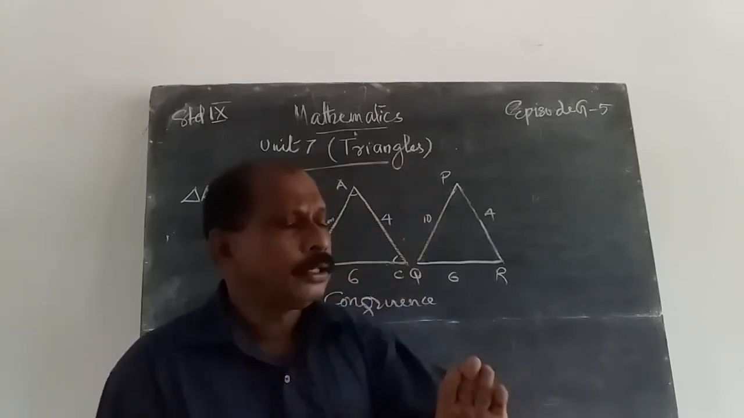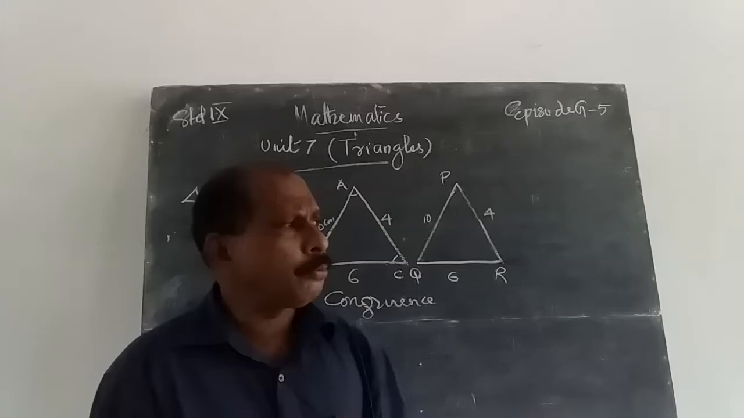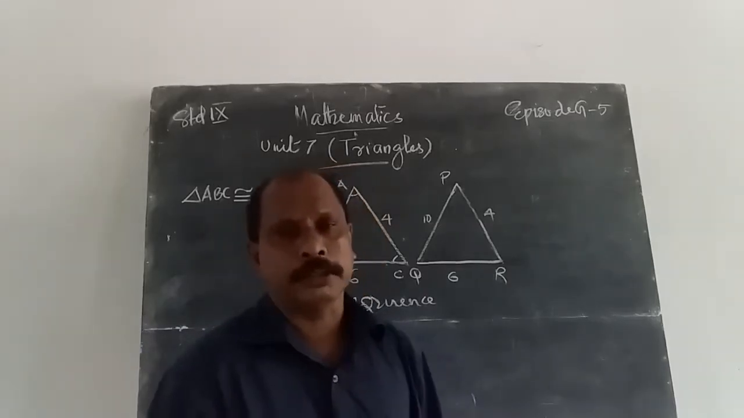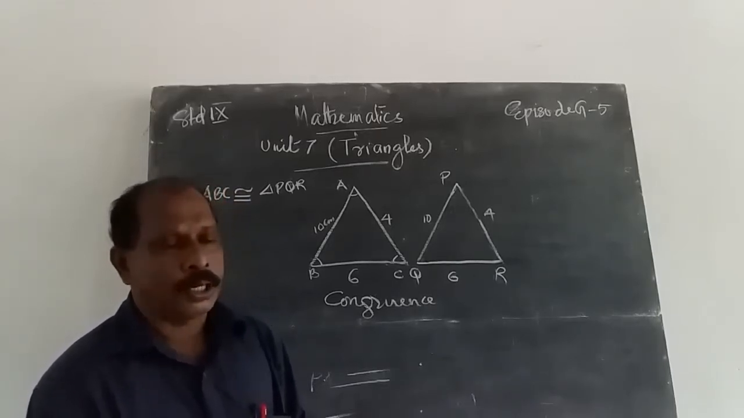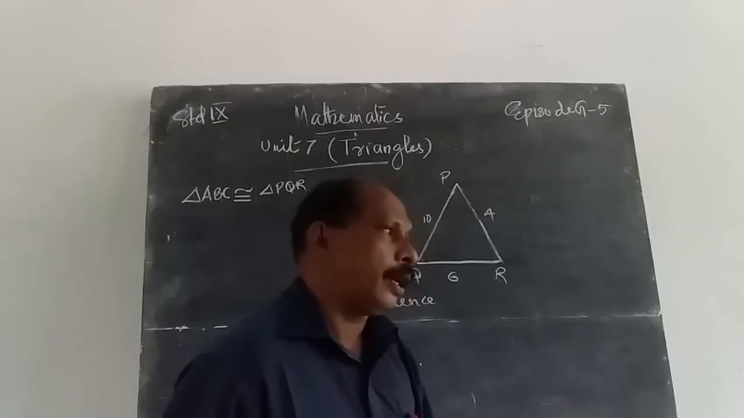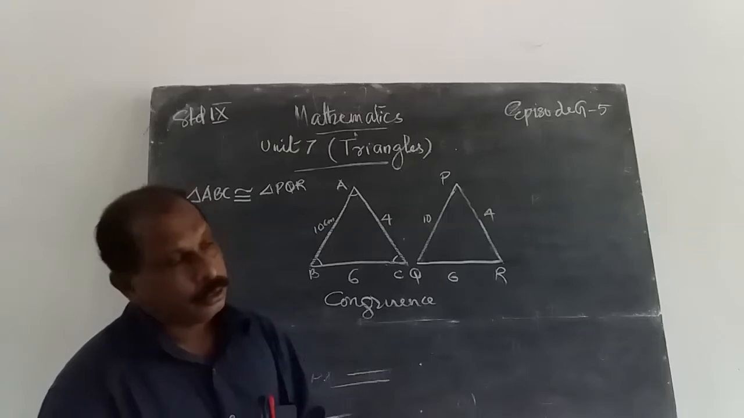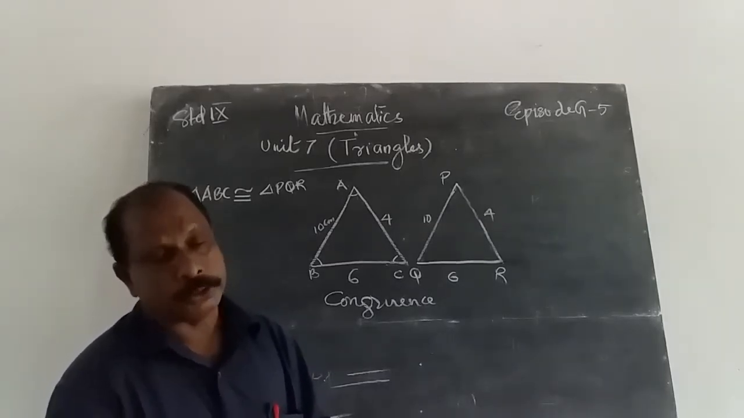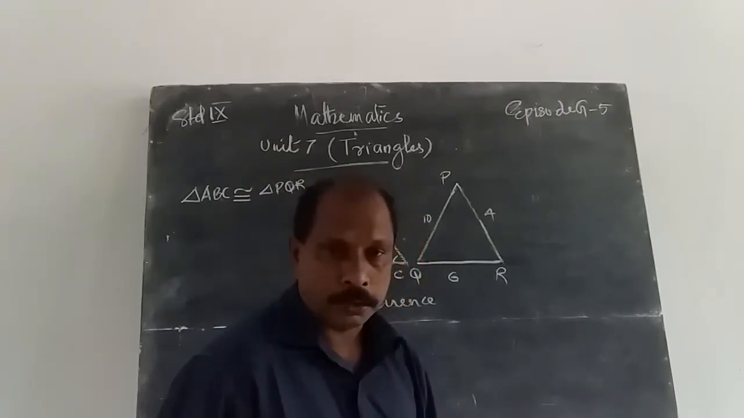The first topic in this unit is congruency of triangles. What do you mean by congruency? Equal with similar. That is the notation for congruency. For example, let us consider two triangles ABC and PQR. The angles of a triangle are equal to the corresponding angles of the other triangle. The sides of the first triangle are equal to the corresponding sides of the second triangle. Therefore, these two triangles are known as congruent triangles.